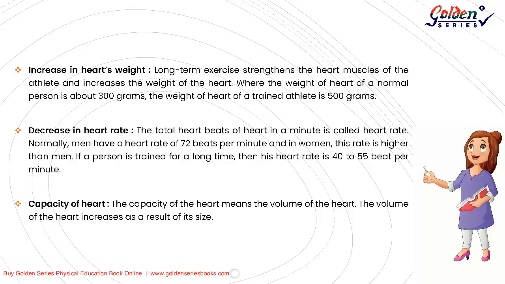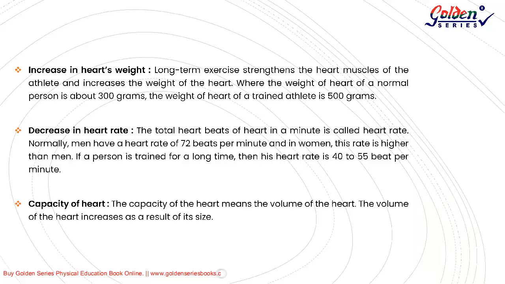Decrease in heart rate. The total heartbeats of the heart in a minute is called heart rate. Normally, men have a heart rate of 72 beats per minute, and in women, this rate is higher than men. If a person is trained for a long time, then his heart rate is 40 to 55 beats per minute. Capacity of heart. The capacity of the heart means the volume of the heart. The volume of the heart increases as a result of its size.